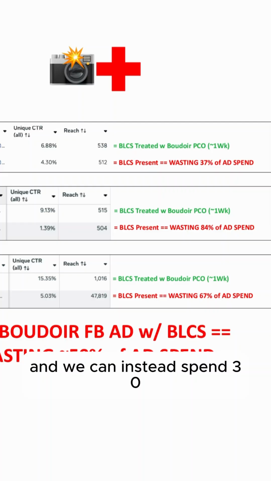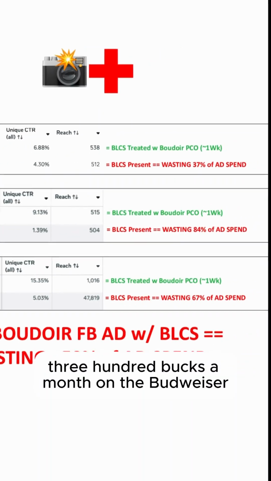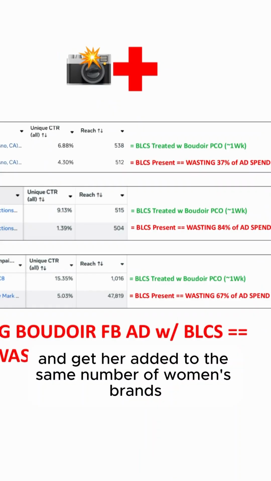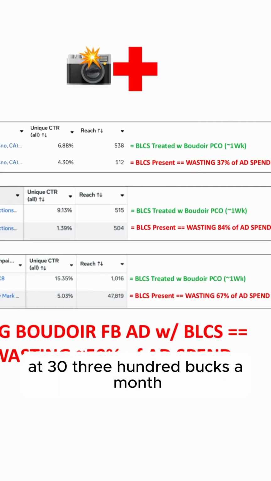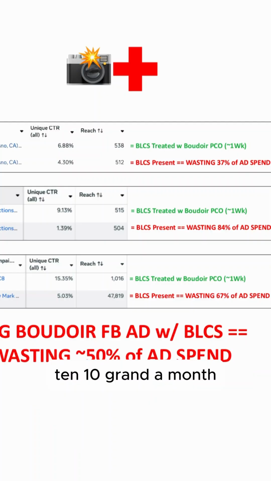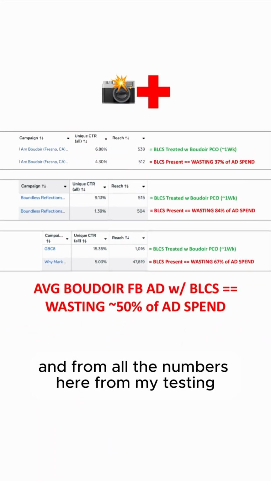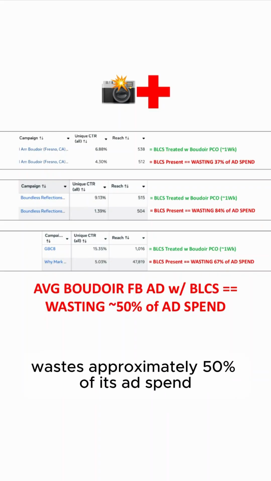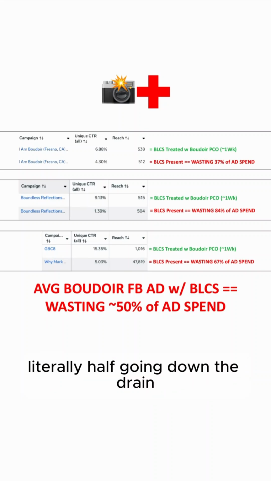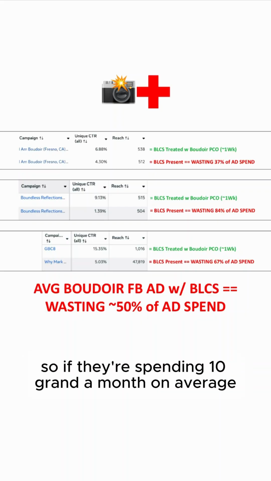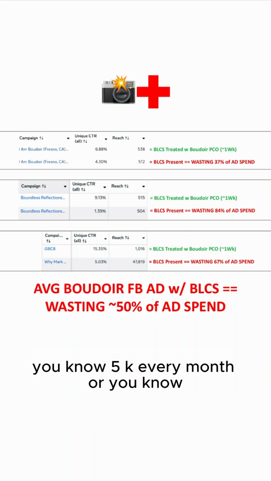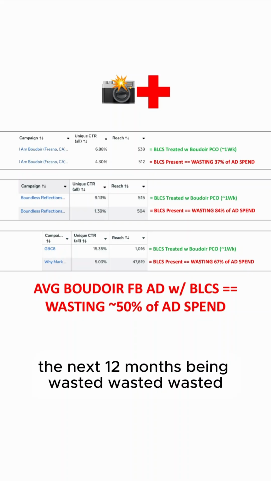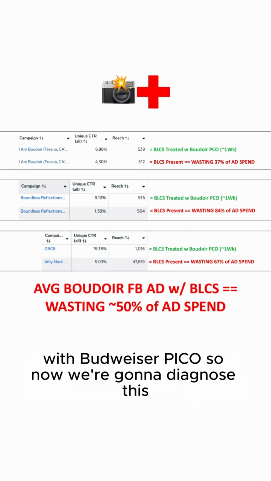It's kind of like a phantom bonus. And we can instead spend 3,300 bucks a month on the Boudoir Pico treated ad and get our ad in front of the same number of women as the original at 10 grand a month. And from all the numbers from my testing, the average Boudoir Facebook ad with BLCS wastes approximately 50% of its ad spend, literally half going down the drain. So if they're spending 10 grand a month, on average, that's 5K every month, or approximately 60 grand over the next 12 months being wasted, with Boudoir Pico.